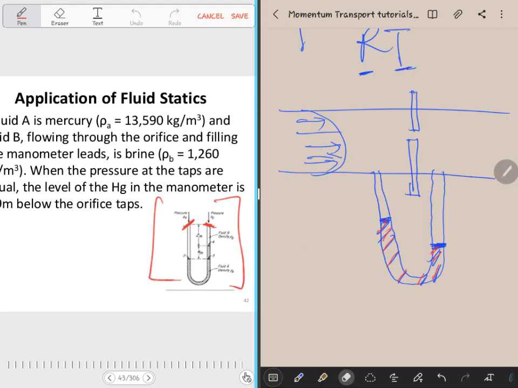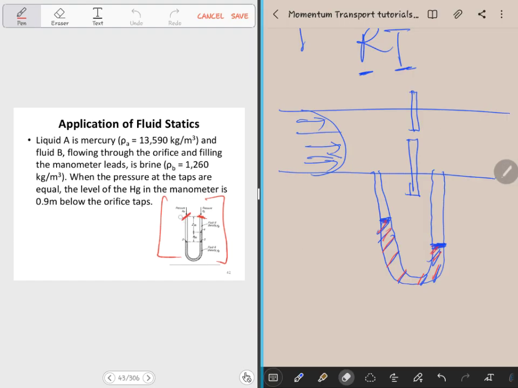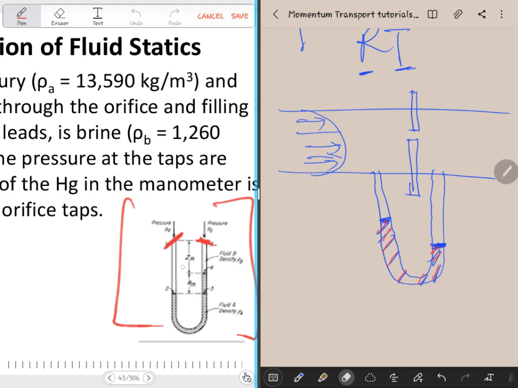But they are saying that this one is connected to before the orifice, and this one is after the orifice, okay. But later on we'll see why. We'll see what they did to counter how they've drawn the diagram, and what's happening in this particular diagram.